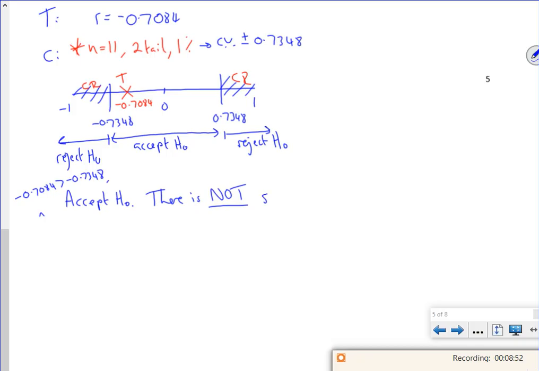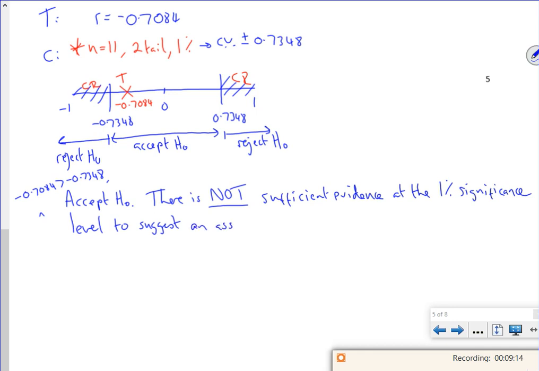It's very, very specific how we write this out. There is not sufficient evidence at the 1% significance level to suggest an association between the age a baby walks, you've got to write a lot for this, and the daily temperature.